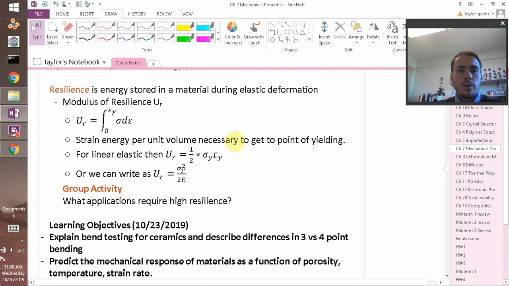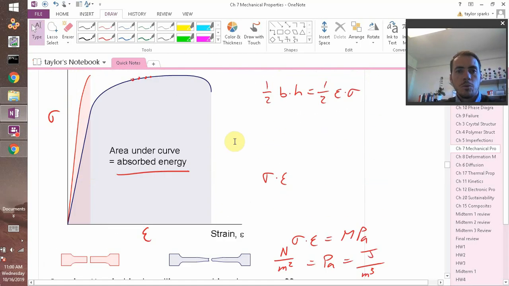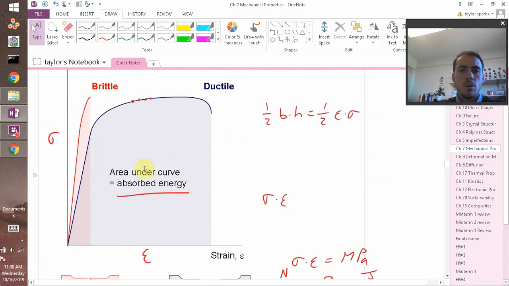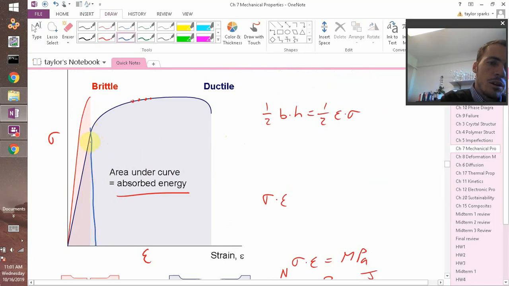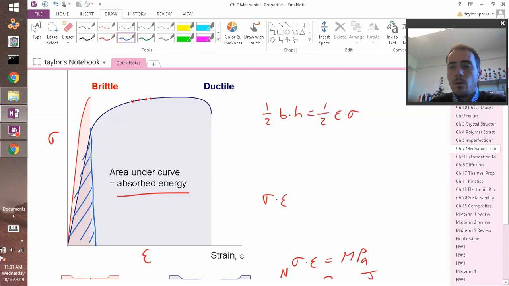Okay, one last thing we should talk about is resilience. The difference between toughness, which is this area under the total curve, that's toughness. Resilience is just the area under the elastic portion. So for example, take the blue curve. If we stopped right here and we took this area under that blue curve, that would be the resilience, meaning it's how much energy can be absorbed without permanently deforming it.